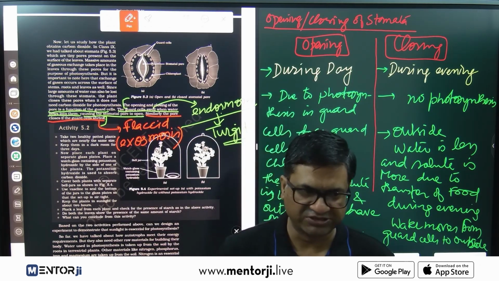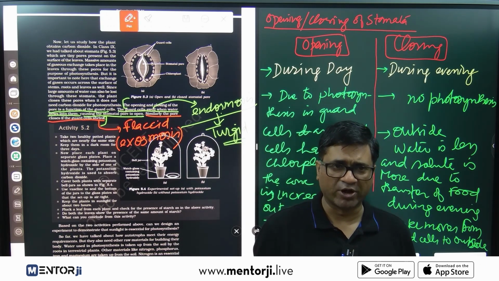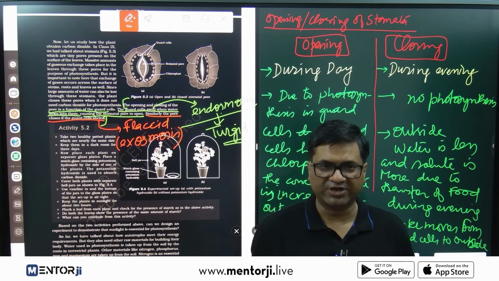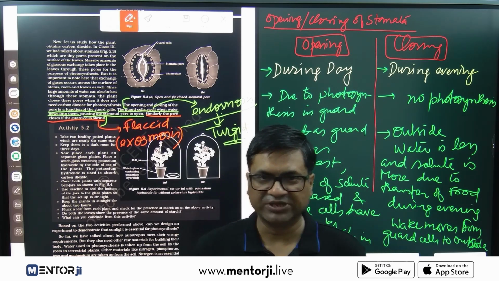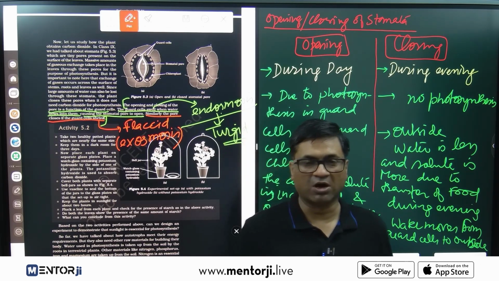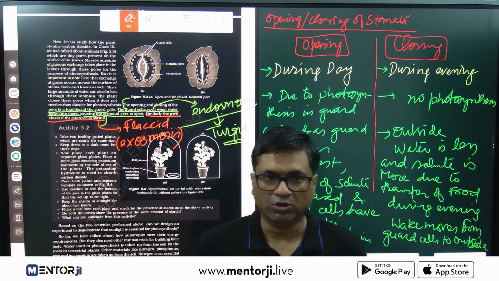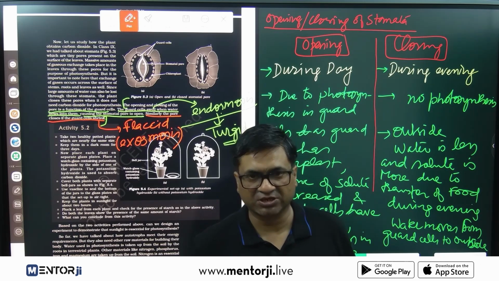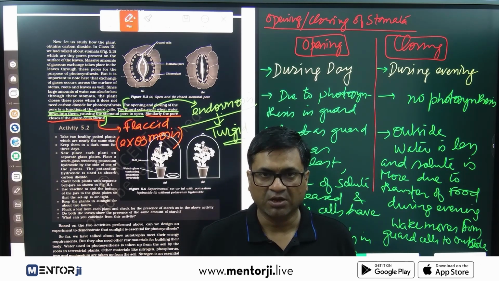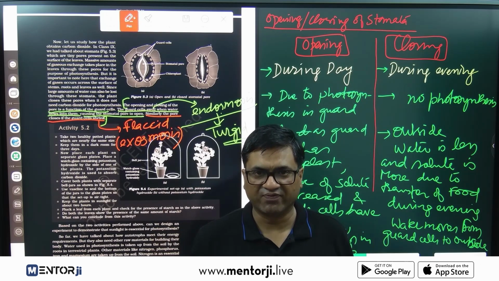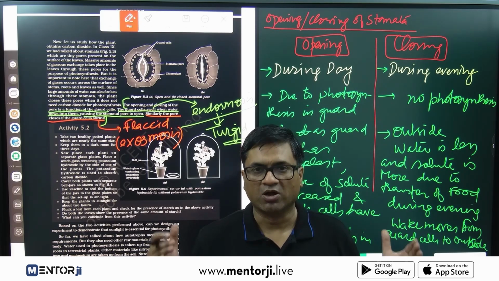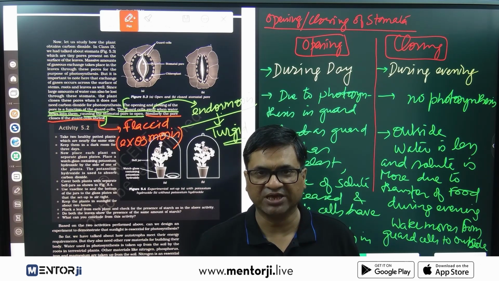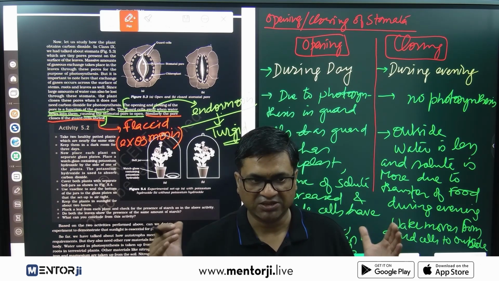So far we have discussed activity 7.1, the related questions and the value points, and then we have discussed the opening and closing of stomata along with the function of guard cells. That's all I'm going to give you in this lecture. Stay connected to all other lectures related to this chapter, and in this way we will keep making biology easy. Thank you for this lecture.